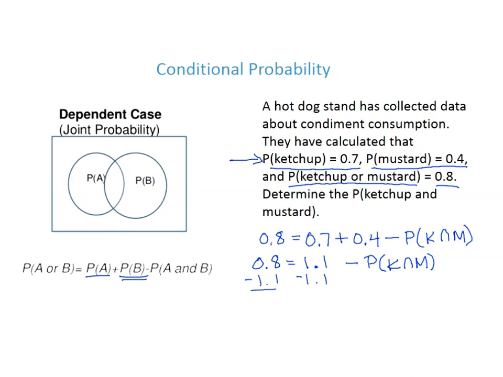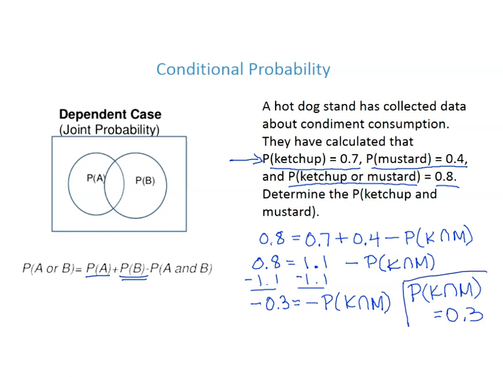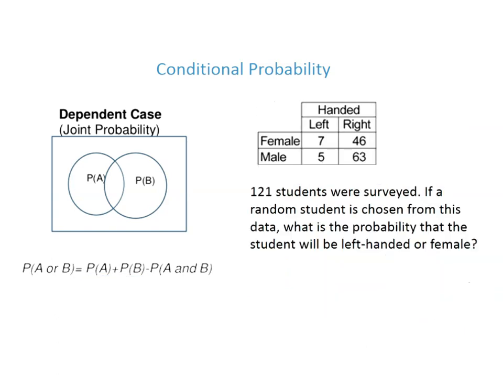So I can subtract 1.1 from both sides, and I will have negative 0.3 is equal to negative of what we're looking for. And then we divide both sides by -1, so we get that the probability we're looking for, the probability of choosing ketchup and mustard is 0.3, or if we needed it as a percent, it would be 30%. All right, one more.